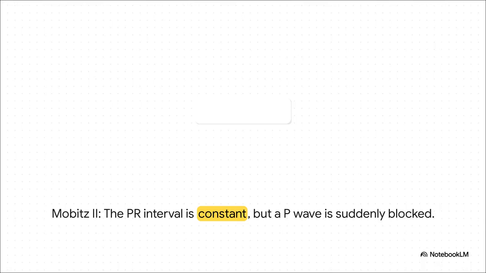So let's compare that last ECG to this one. Again, let's trace it. Look at those first couple of beats. The PR interval is exactly the same. It's constant. The third beat, same PR interval. But then right here, you get a P wave with nothing after it. It's a sudden, unpredictable drop without any of that warning lengthening. And that is what makes Mobitz 2 so much more worrisome.